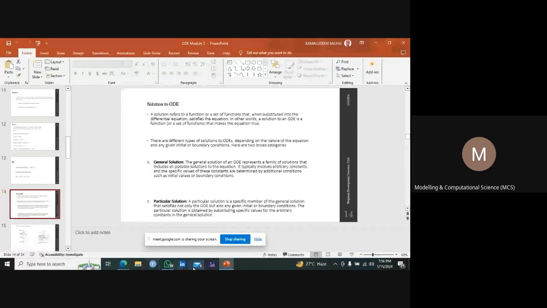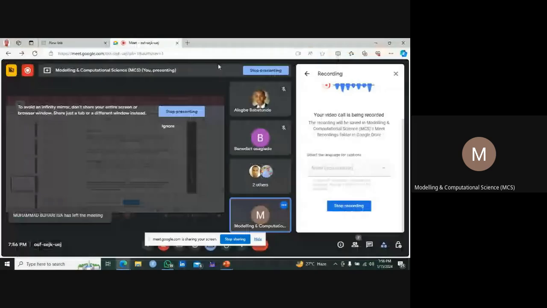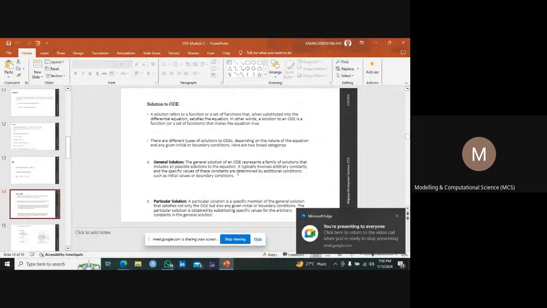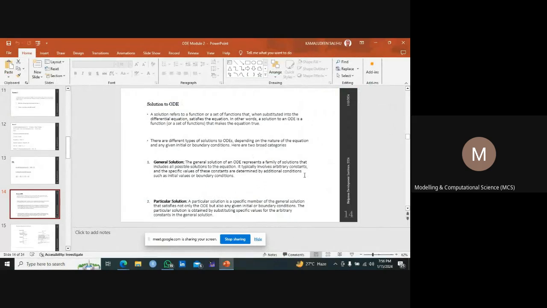So in a situation whereby, in our basic mathematics, you have x, okay, let us continue. So there are different types of solutions to an ordinary differential equation, depending on the nature of the equation and any given initial or boundary condition. So here are two broad categories. As far as this course is concerned, there are many solutions of ordinary differential equations, but for now we will only be focusing on two, which are the general solution and the particular solution.